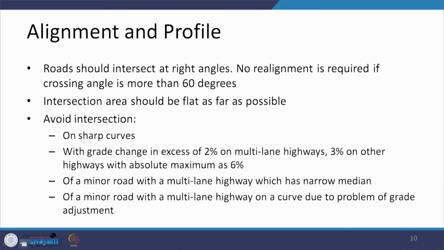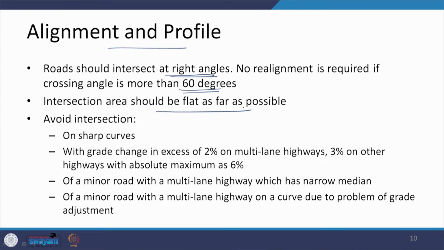Now, let us talk about another point here which is related to the alignment and profile. Now, what it says is that when you have two crossing roads, then these two crossing roads should cross each other at right angles as far as possible, and this angle should not be less than 60 degrees. If it is less than 60 degrees, we need to take care of it with a realignment, but otherwise there is no requirement. So, it gives you a window of 60 to 90 degrees.